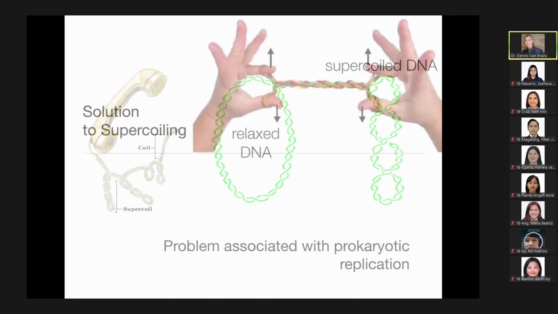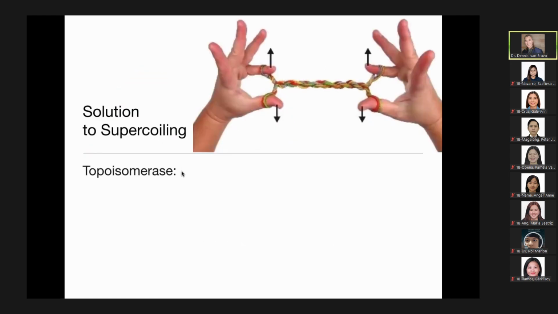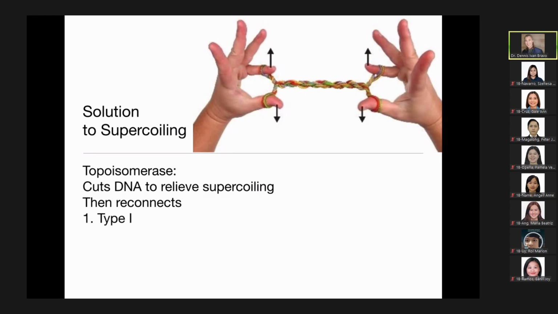So supercoiling can be solved by the enzyme called topoisomerase. How does it work? It cuts the sugar phosphate backbone to relieve the stress produced by the supercoiling and then reconnects the sugar phosphate backbone. There are two types of topoisomerase. Type 1 creates a single cut on a strand, then reconnects. Type 2 creates a double cut on the two strands, one cut on one strand and the other on the other strand, releases the tension and then reconnects.